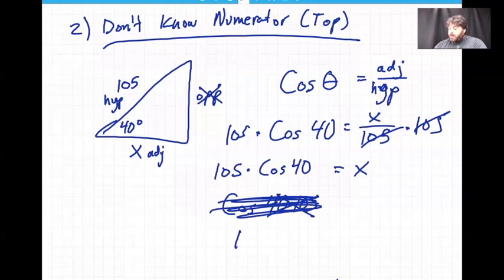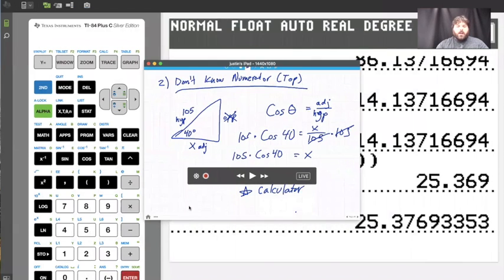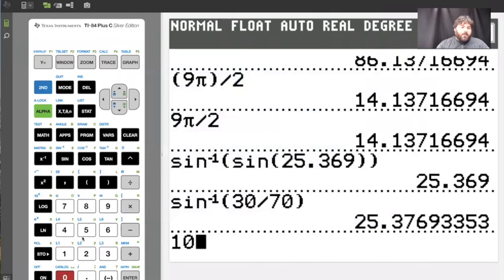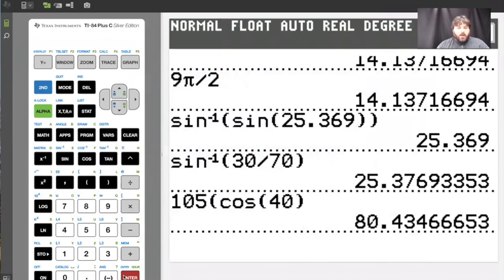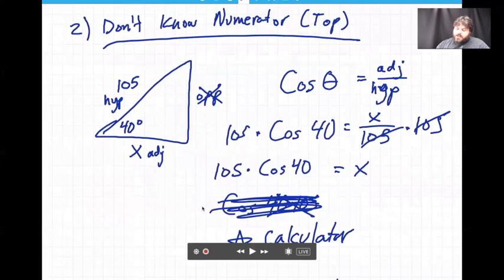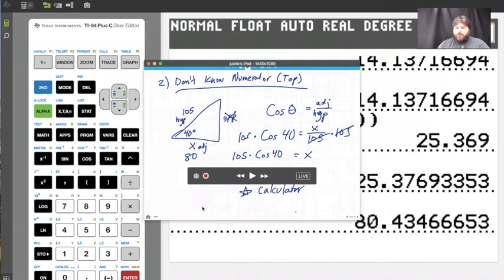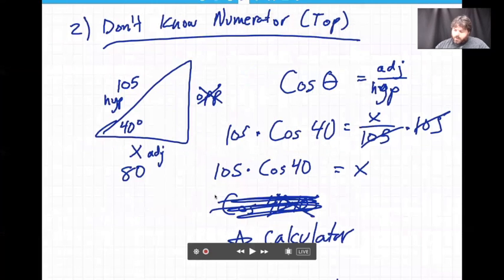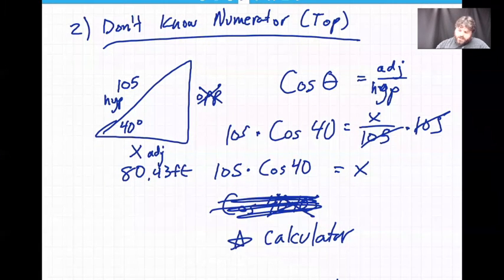Now, how do we find this? Anybody know the cosine of 40? I don't. So we just use our calculator. Type in 105 times cosine of 40. If we're in radian mode, this answer will not be correct. But since we're in degree mode, it's good. It's 80.43 feet. Since this was in feet, this is in feet. So the length there to make a 40-degree angle and make it all work has got to be 80.43 feet.